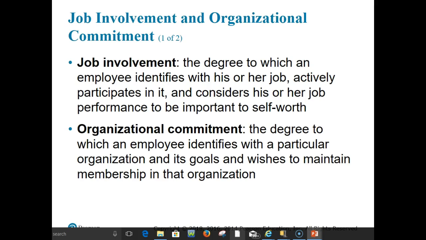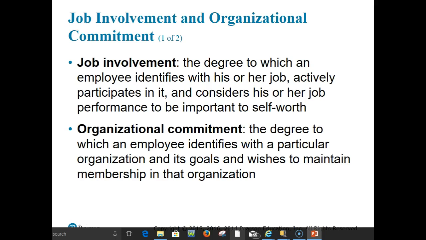Now, job involvement is the degree to which an employee identifies with his or her job, actively participates in it, and considers his or her job performance to be important to his or her self-worth. The employees with a high level of job involvement strongly identify with and really care about the kind of work they do. Their positive attitude leads them to contribute in positive ways to their work.